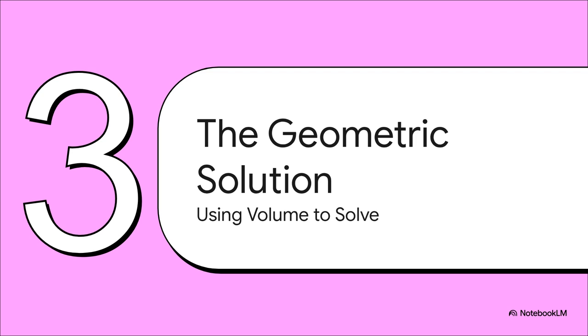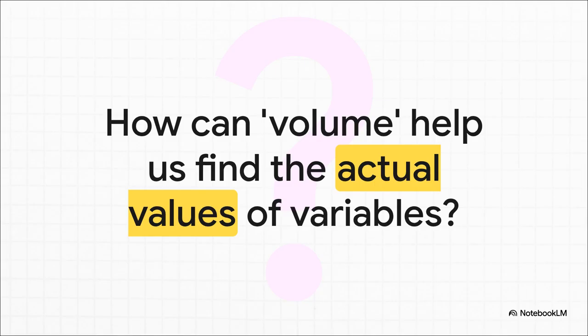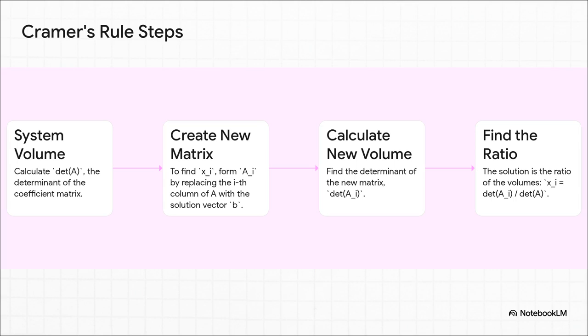But Cramer's rule is even cooler than that. It doesn't just tell us if a solution exists, it uses this very idea of volume to find the solution itself. And this leads us right to the big aha moment. It's one thing to know that, yeah, okay, a solution is out there, but how in the world can we use this geometric concept of volume to figure out the actual numerical values for x, y, or z? And this is the beauty of it. The solution for any variable turns out to be just a simple ratio of these volumes.